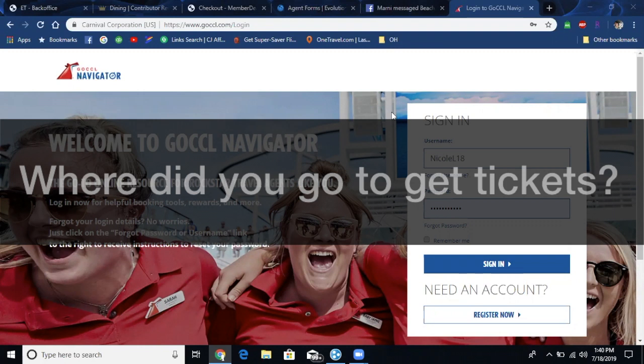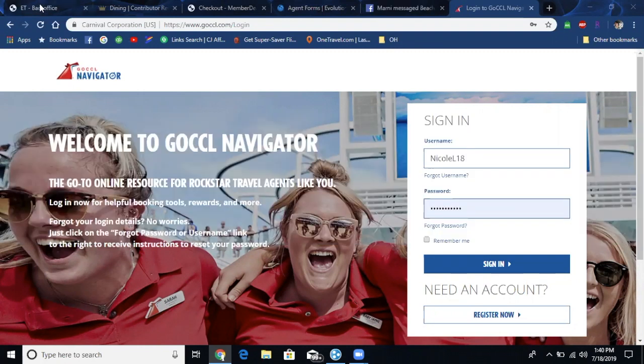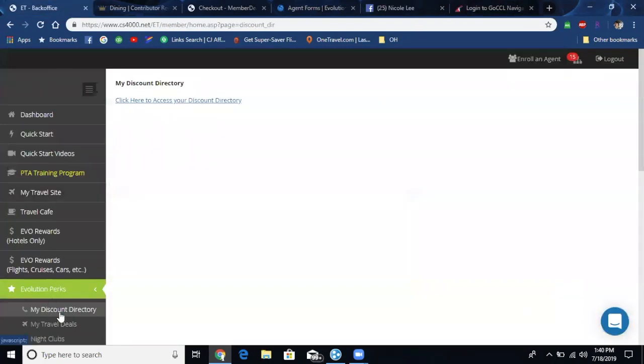Where did you go to get tickets? That was in the back office. I got them in the back office in Evolution Perks Discount Directory.